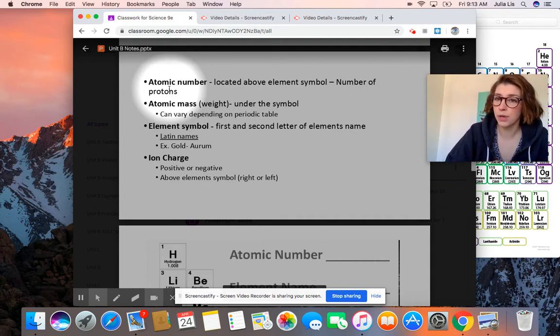Hydrogen has 1 proton, its atomic number is 1. Helium has 2 protons, its atomic number is 2, and that continues in order. You would read the periodic table like you would a book, from left to right and down.